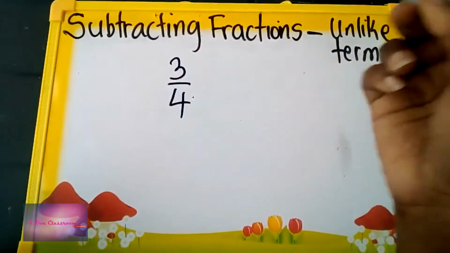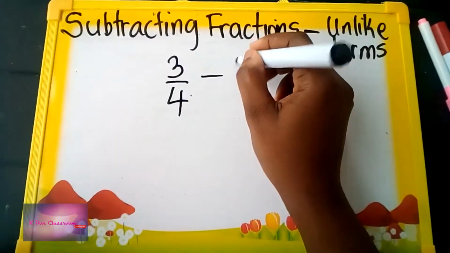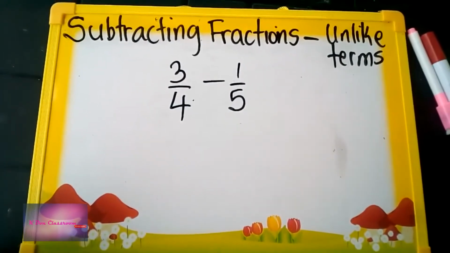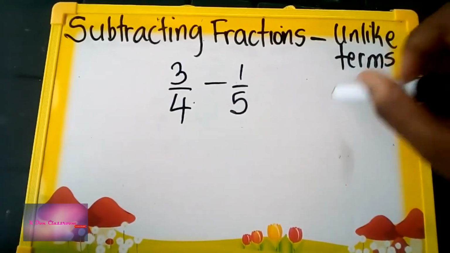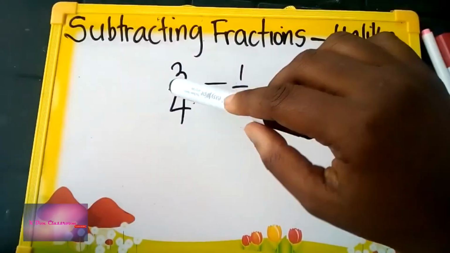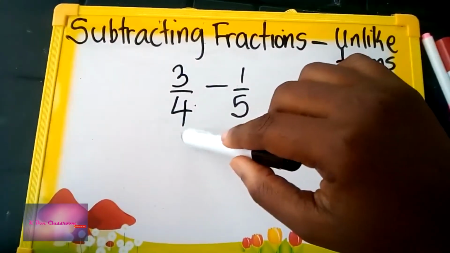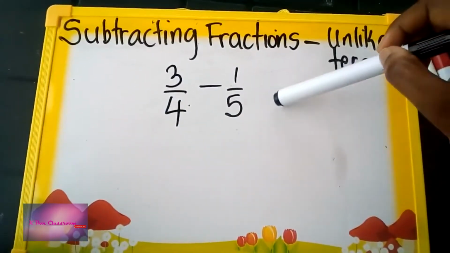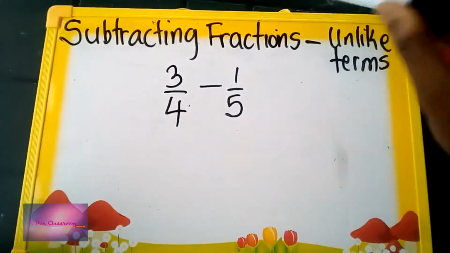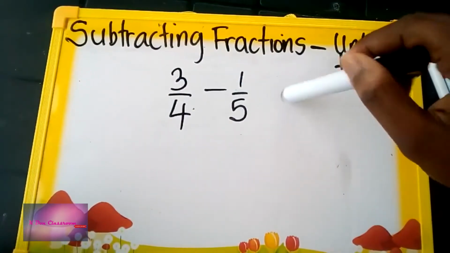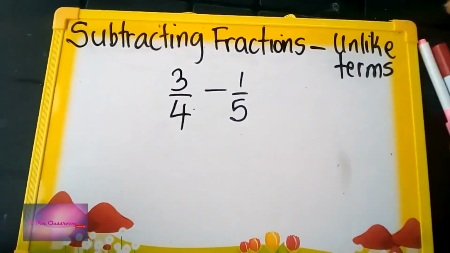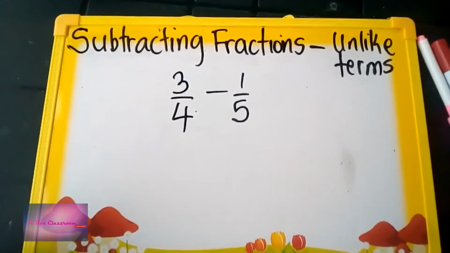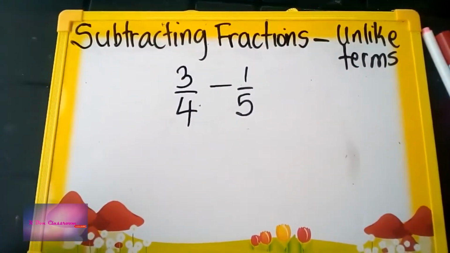Now we have 3/4 subtracted by 1/5. Now again, we say that these are unlike because their denominators are different, and as a result of them being different, we're not able to subtract across as we would do when we are subtracting like terms. So we are going to use our two methods now of solving this: one, by using equivalent fractions, and two, by using the LCM.